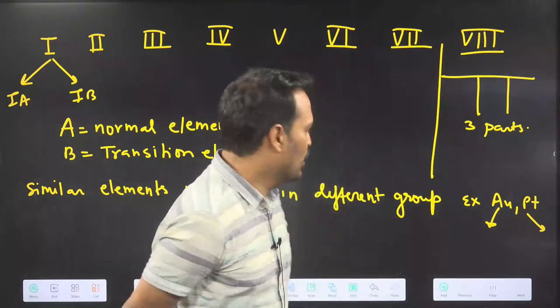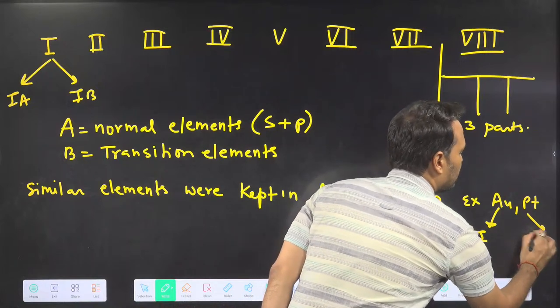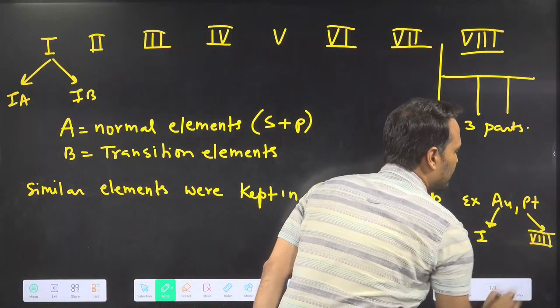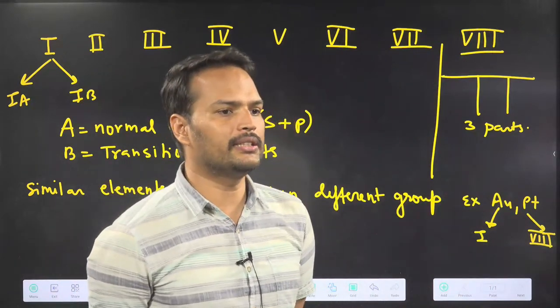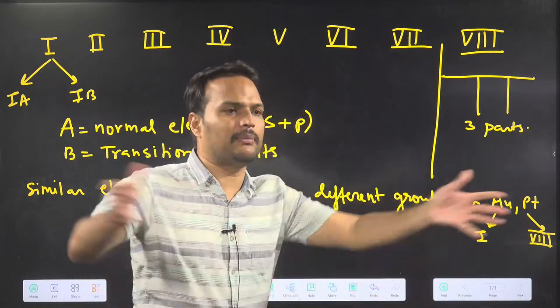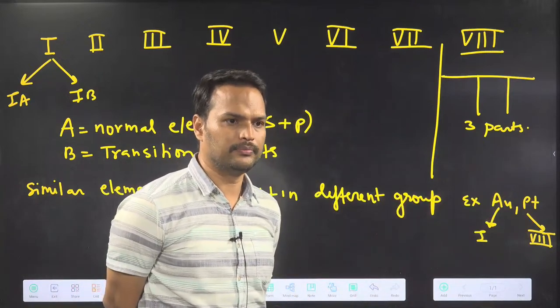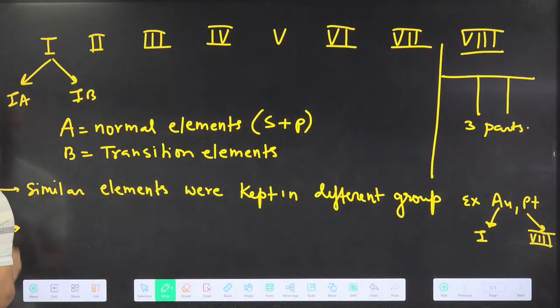Where are they? So you can see that this is in your first group. And where is platinum? Check once, platinum. Where is platinum present? 7th or 8th? 8th. Okay. So both are similar, but we are keeping them in different groups. Now one more point.